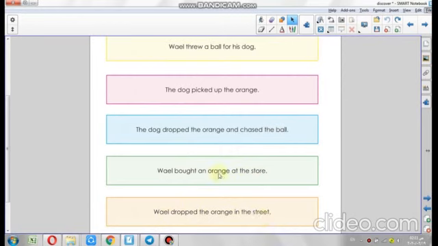What is event number 1? Yes, Wael bought an orange at the store. This is number 1. Number 2, Wael dropped the orange in the street. Number 3, the dog picked up the orange. Number 4, Wael threw a ball for his dog. The last one is what? The dog dropped the orange and chased the ball, and Wael gets the orange from the dog.